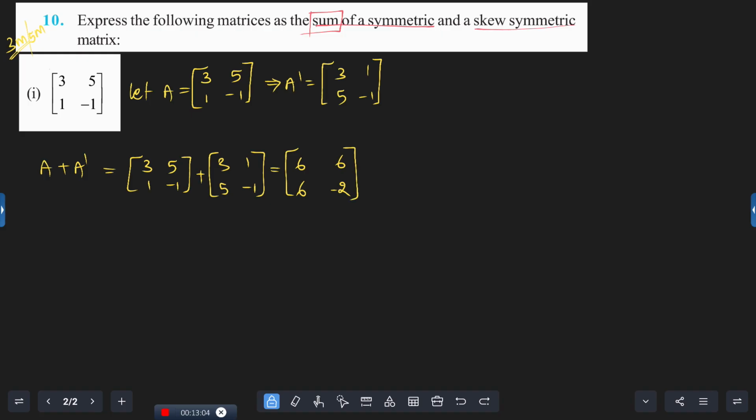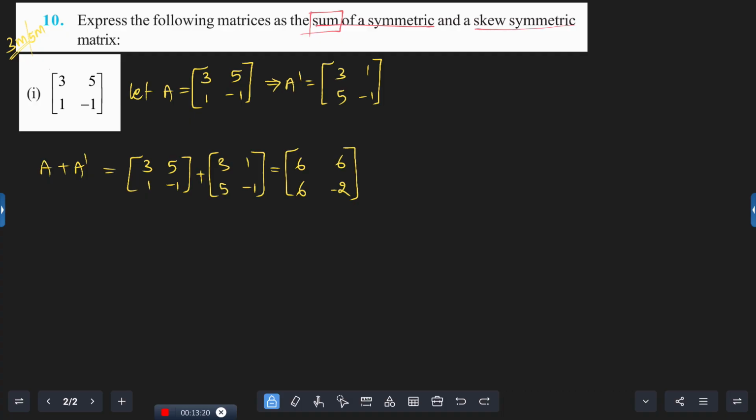So the addition I did directly. See what I did? 3 plus 3, 6. 5 plus 1, 6. 1 plus 5, 6. And minus 1 minus 1, minus 2. Sir, I did the addition directly, I didn't show the steps. Is it okay? Right, sir.